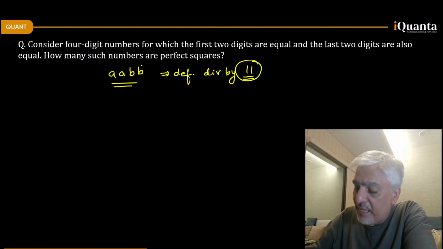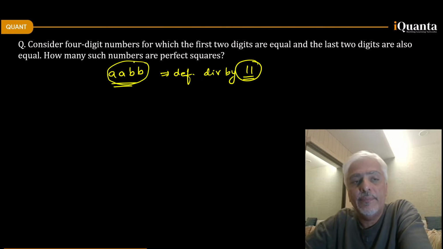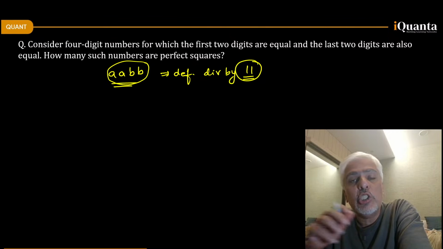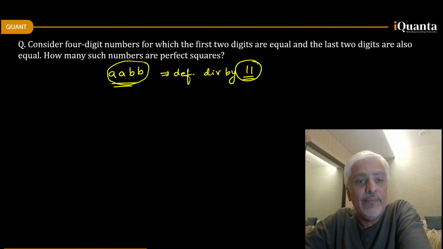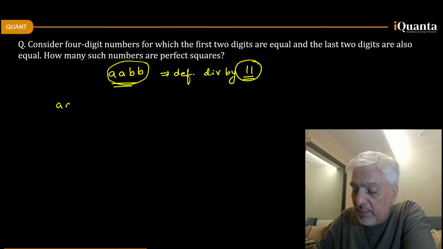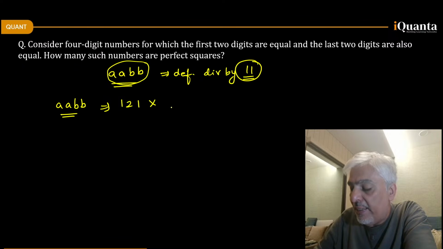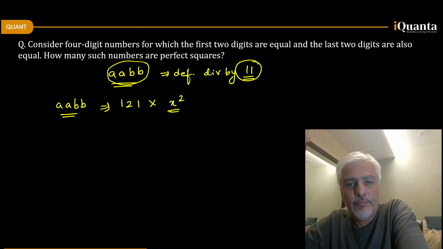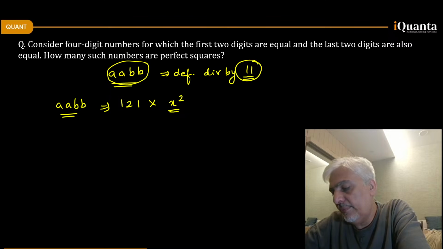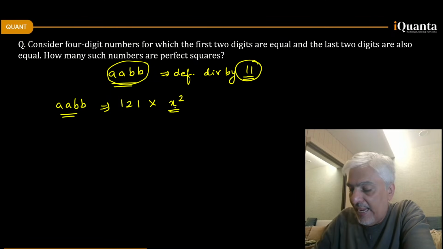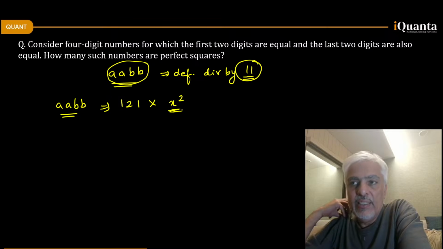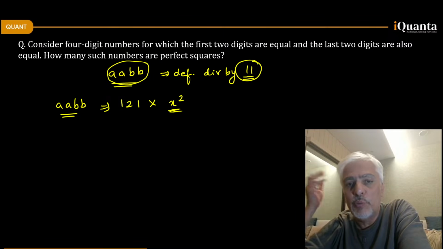Now, this number has to be a perfect square. It also has to be 11 11s are 121. That means my number will have to be made up of 121 multiplied by a perfect square. Yes or no? And this x will only be a single digit number, most probably.